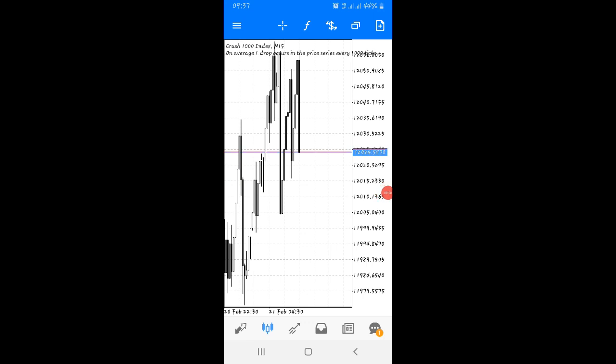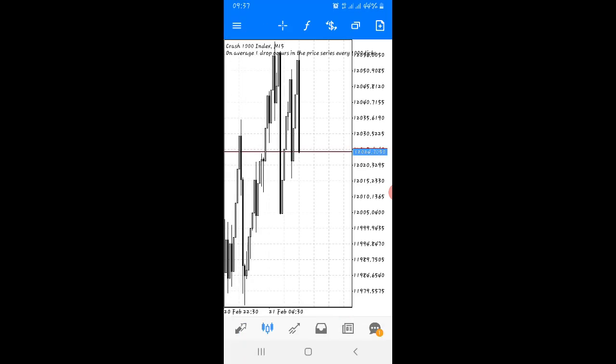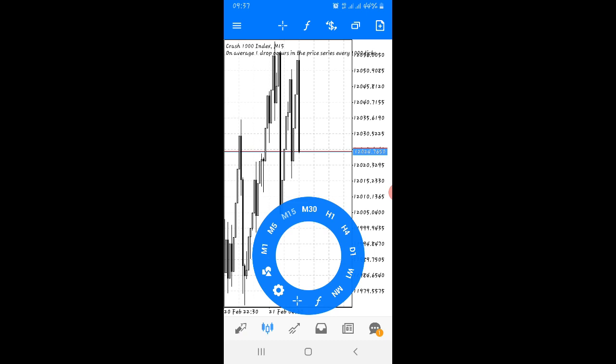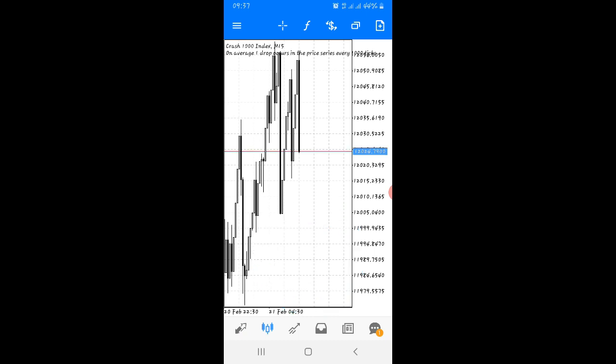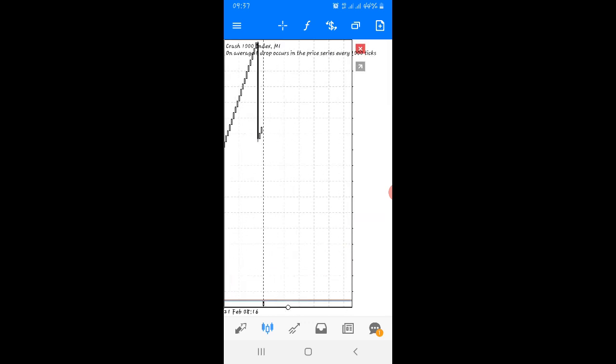Yeah, so guys, you can see, right? This is crash 1000. You know I was in crash 500 before, but right now I'm in crash 1000. Yeah, you see what I was telling you. You see what I was saying, guys, that there's going to be a spike. You can see a heavy spike. See the spike, guys. I told you it's gonna spike.